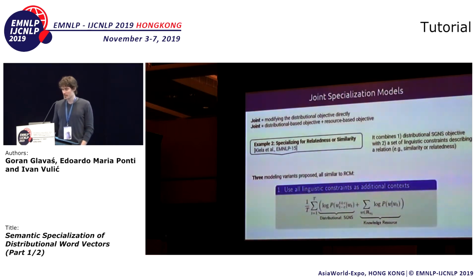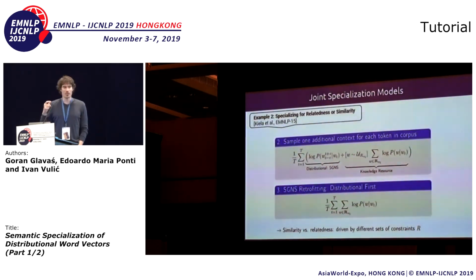And they tried different variants where they use all linguistic constraints in the resource-based objective, or where they just sample one additional context for that. So imagine if you have word X standing in a synonym relation with more than one word, then you will just sample randomly one of the synonyms for that word when you train the model. It's kind of not to overemphasize the contribution of the lexical resource. And they also tried a sort of retrofitting where you first train your distributional model. Once you're done, you continue training the model, but now using only the resource-based objective.